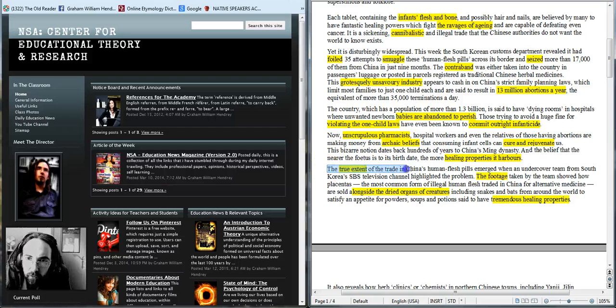The true extent of the trade in China's human flesh pills emerged when an undercover team from South Korea's SBS television channel highlighted the problem. The footage taken by the team showed how placentas, the most common form of illegal human flesh traded in China for alternative medicine, are sold alongside the dried organs of creatures, including snakes and bats from around the world, to satisfy an appetite for powders, soups, and potions said to have tremendous healing properties.